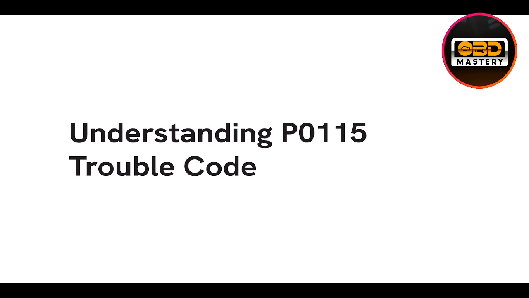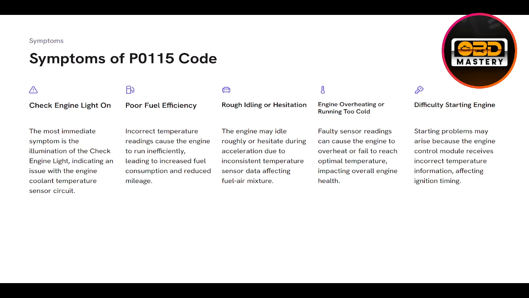Now, today we're going to be understanding the P0115 trouble code. So let's get right into it. Now, the symptoms of the P0115 code is going to be a check engine light illumination, indicating that an issue with the engine coolant temperature sensor circuit.